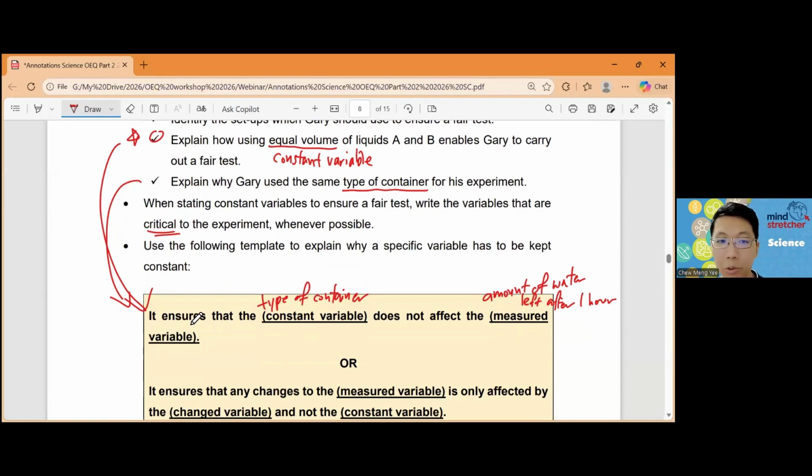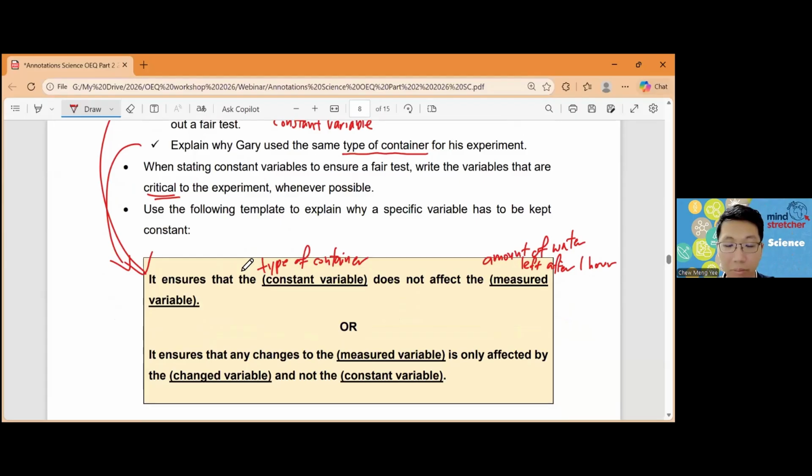So this is the easiest way, the shorter way. Some of you keep asking for a shorter answer, so this is how you can keep your fair test answer short. It ensures that the type of container, or the constant variable, does not affect the amount of water left after 1 hour. But if you prefer to write a second one, which I think some schools will recommend, which I don't think is necessary, right?